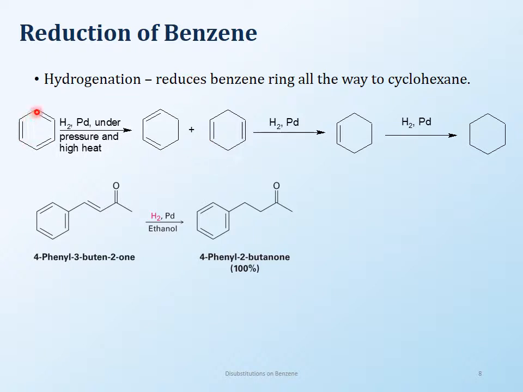You can reduce one bond at a time, okay, like this, and depending on the excess hydrogen, you can keep reducing it to give you completely cyclohexane. So here you have a conjugated cyclohexadiene. Here is the non-conjugated version of it, and then of course you have the cyclohexene and going on to cyclohexane.